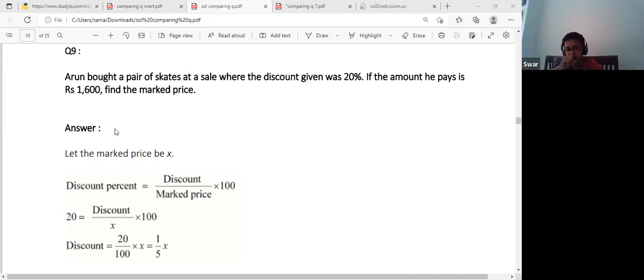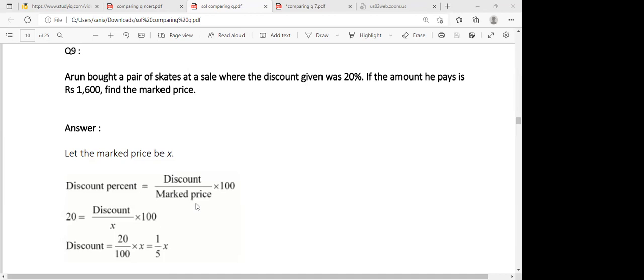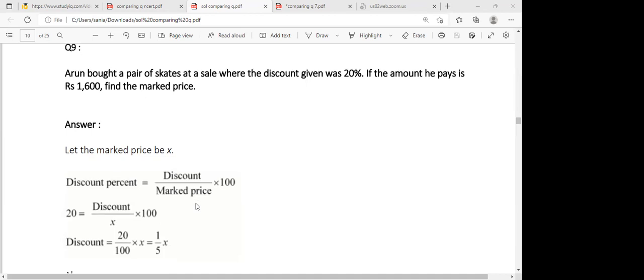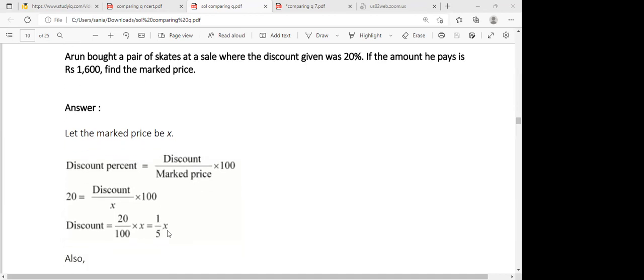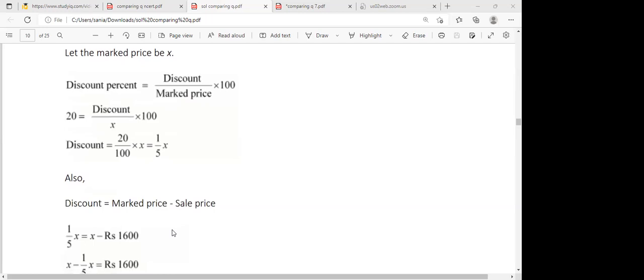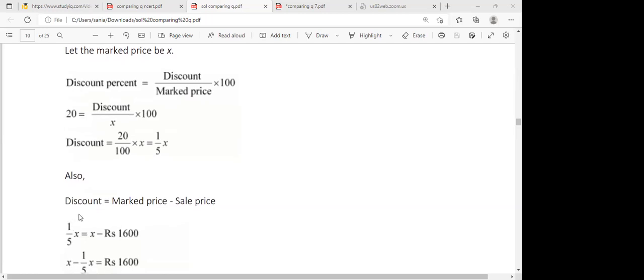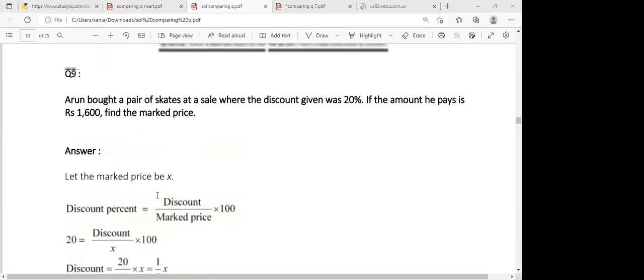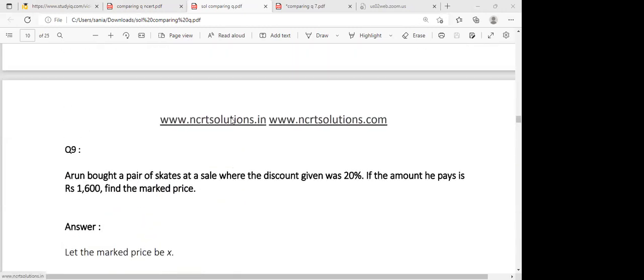Sale price. So you will take marked price as X because it's not given. So your discount is 1 upon 5X. Clear? And then you will find discount. What is your marked price? It is X. And what is your sales price? It is 1600 and you will find it out. So first find it out on your own. Then I will show you the answer. I hope you are aware now what to do.